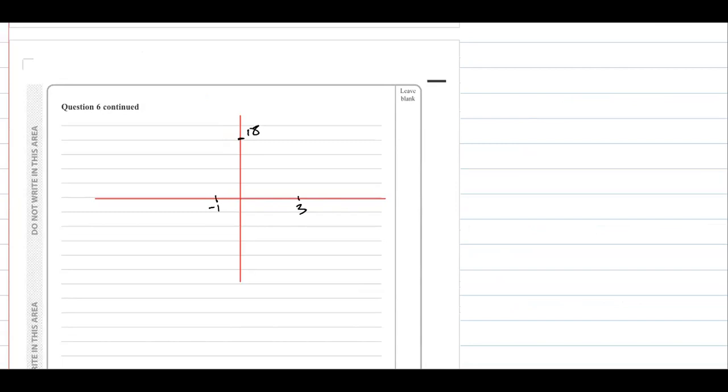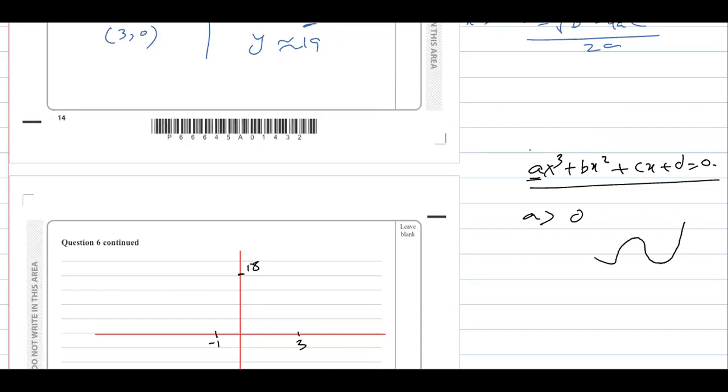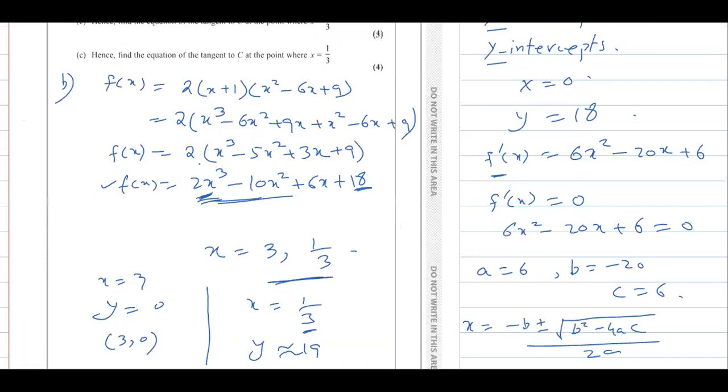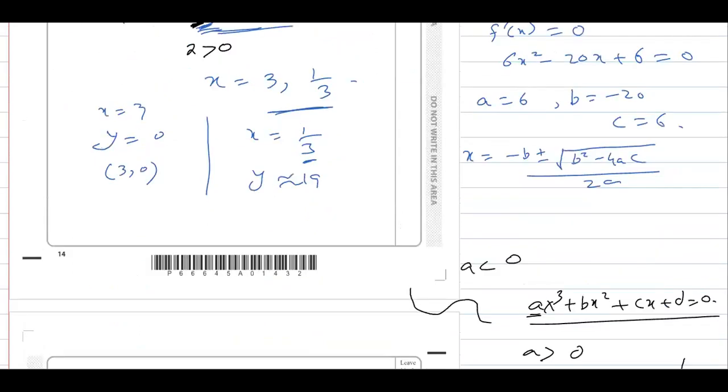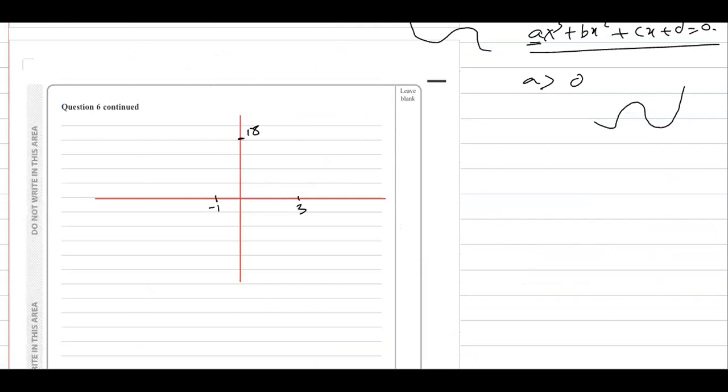If you look at a cubic equation, ax cubed plus bx squared plus cx plus d is equal to 0, and your a is greater than 0, then your sketch will start from that side and will be something like that. And if your a is less than 0, then the sketch will start from that side and will go in that way. So in this case, the coefficient of x cubed is positive. It's clearly greater than 0, 2 is greater than 0. So it means you will start from that side.